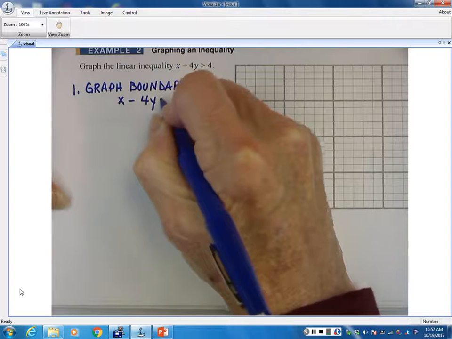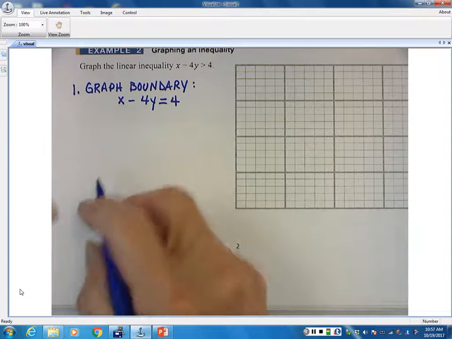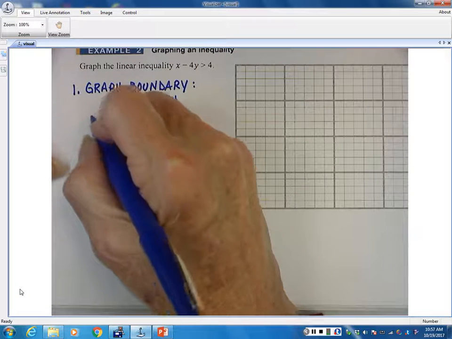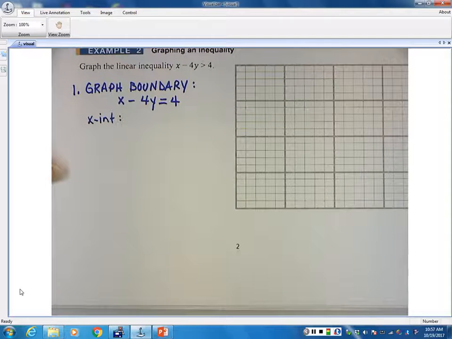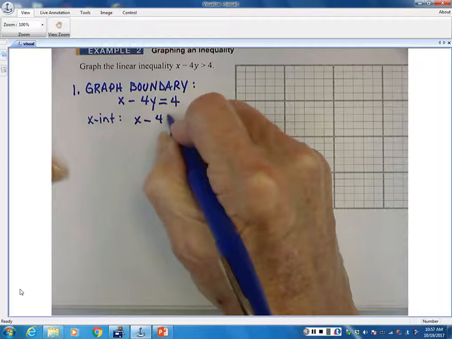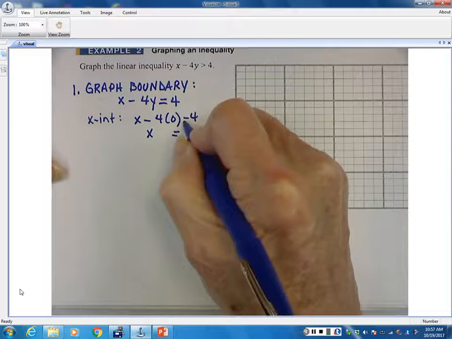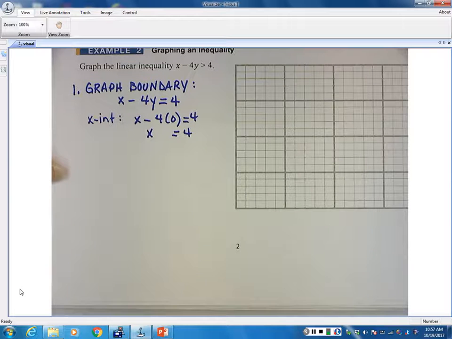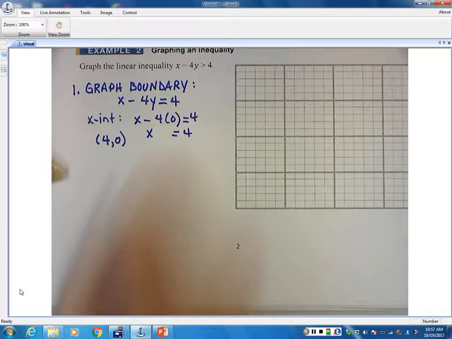That means you're going to graph the related equation. And when we graph that equation, the quickest way to graph it and get it the most certain way to be correct is to find the x-intercept, which means we're going to let y equal 0. And we find that x is equal to 4. So that gives us the point 4, 0.